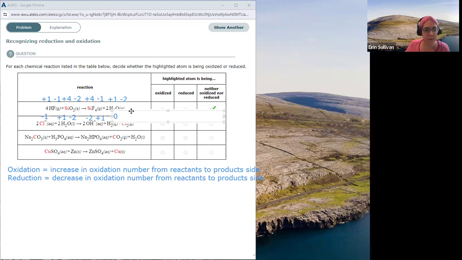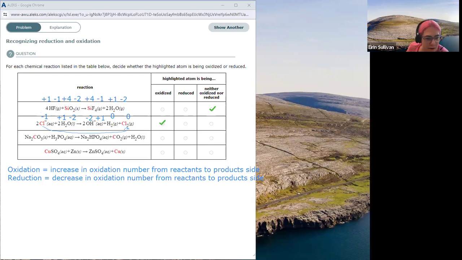H2 is an element, so 0. And Cl2, also an element, so 0. So if you look at what's going on between chlorine, the chloride ion, and chlorine here, there is a change in oxidation number. It's going from -1 to 0. So -1 to 0 is an increase, right? Because -1 is lower than 0.